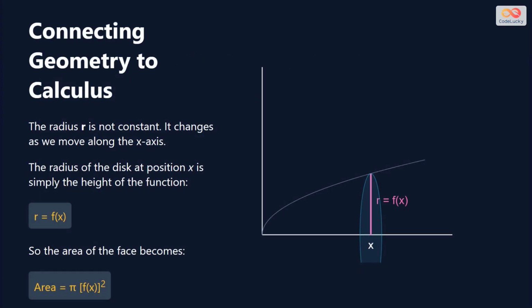The most important step is identifying the radius. Since the disk is centered on the x-axis and extends up to the curve, the radius r is simply the height of the function, f of x. Therefore, the area of our cross-section is pi times f of x squared.